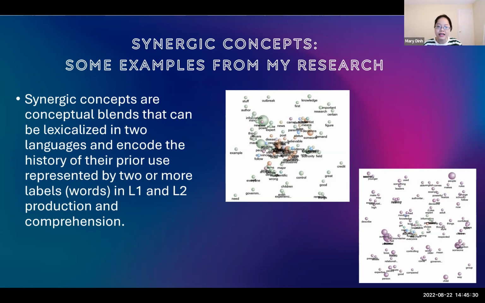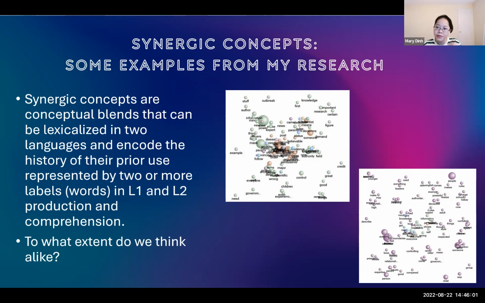And they can be used not only in production, but also in comprehension. You not only recognize the word's meaning, but you recognize why and how this word and this concept is used in this context when you communicate and comprehend the text. So in my research, I try to track those synergic concepts, and the question that I raise is, to what extent do we think alike?